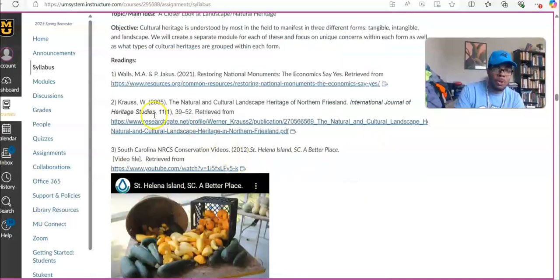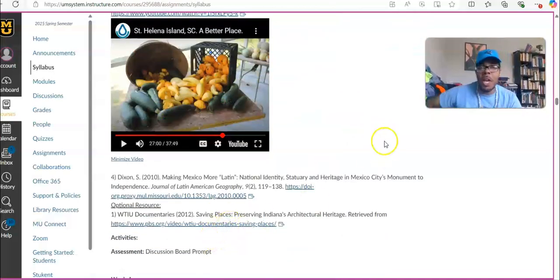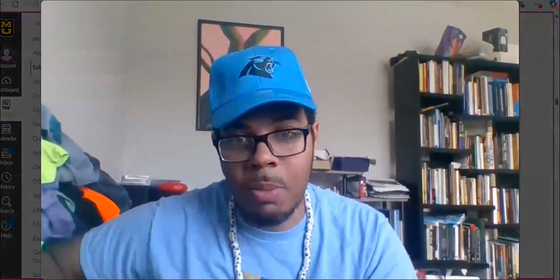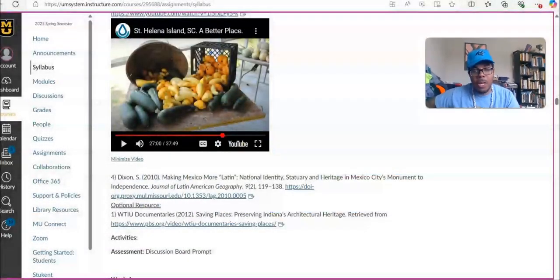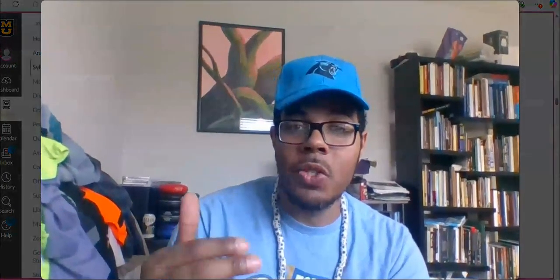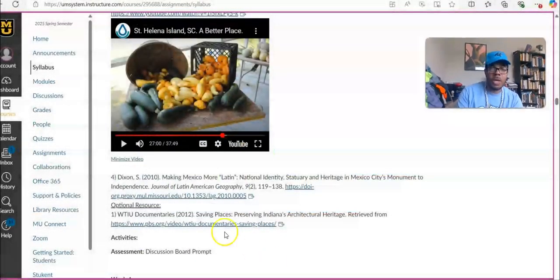So you've got 4 required resources here, but then there's an optional resource, because I know here in Missouri, most of you students are going to be Midwesterners. I didn't have anything related to Missouri natural or landscape heritage, but we do have Indiana. And Indiana has some similarities to Missouri, let's just put it that way, being a Midwestern state. This is talking about Indiana's architectural heritage, which they tend to include as landscape heritage versus tangible heritage. So that would be an optional resource.